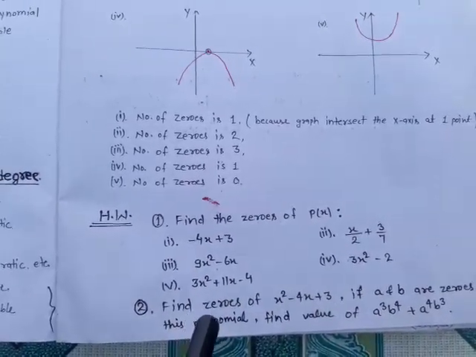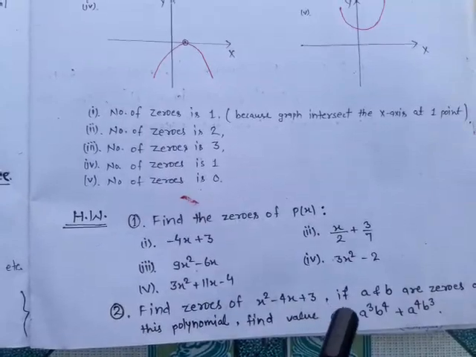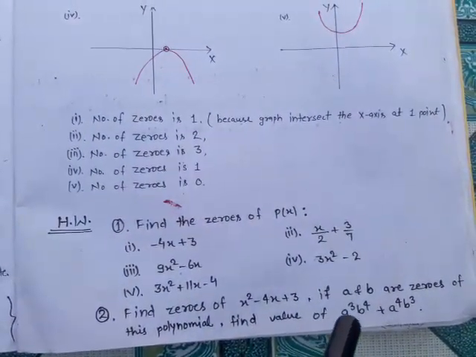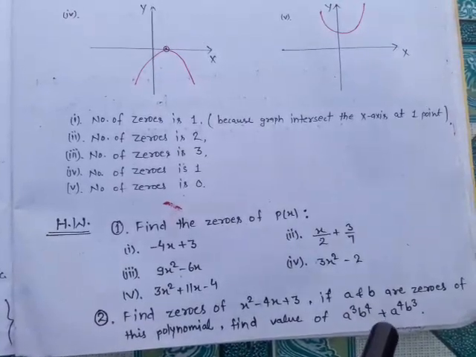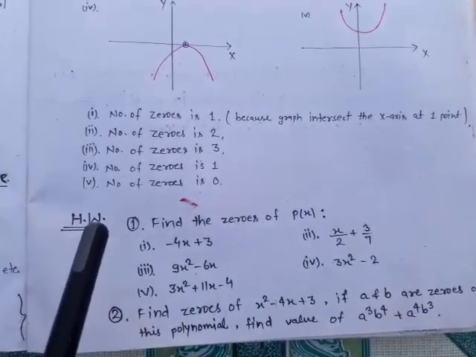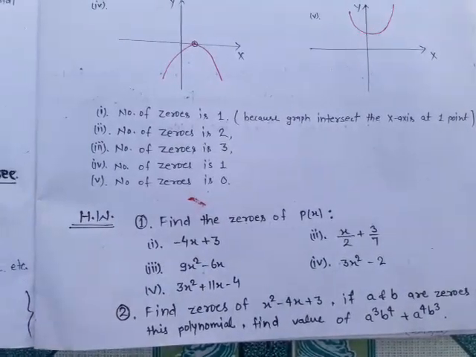And the second one is to find the zeros of x square minus 4x plus 3. If a and b are zeros of the polynomial, find the value of a cube b power 4 plus a power 4 b cube. Using this lecture, you can solve your first exercise, 2.1.